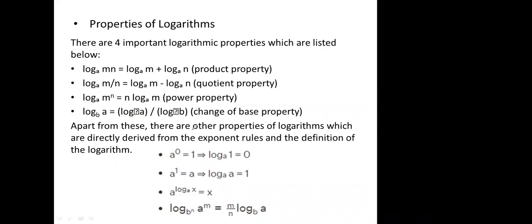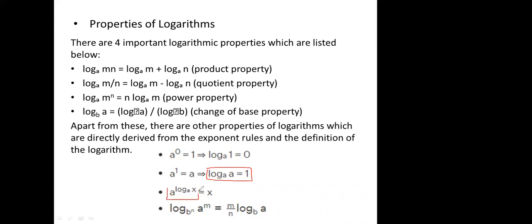Okay, so apart from this, there are other properties of logarithms that we're going to talk about. So a to the power 0 equals 1, so each number to the degree 0 is 1. So the logarithm of 1, no matter which base, will always equal 0. a to the power 1 equals a. So this property is the one that I used before in the other exercises. So when I have the logarithm base a of a, this equals 1. This is one of the most used ones.